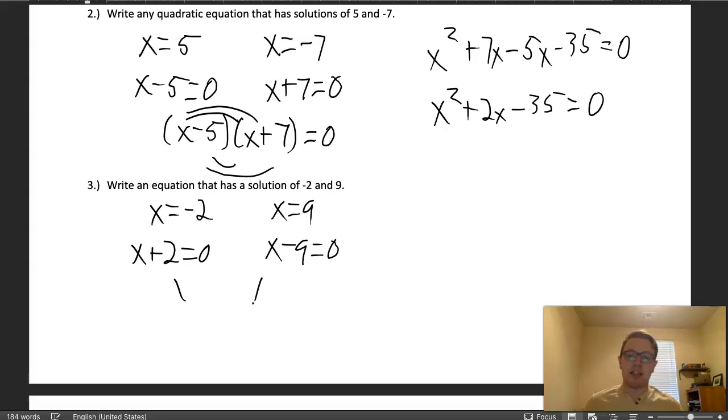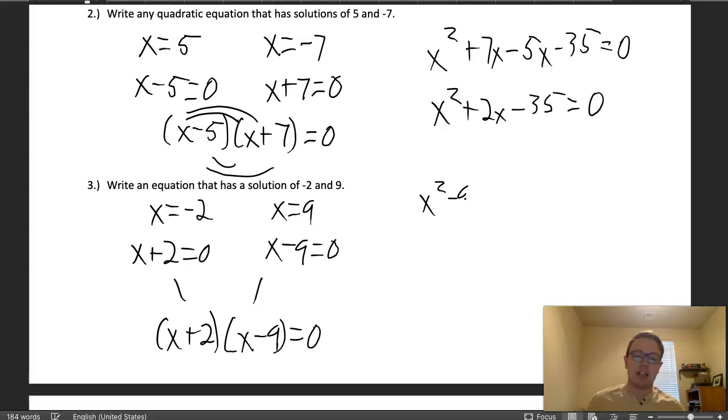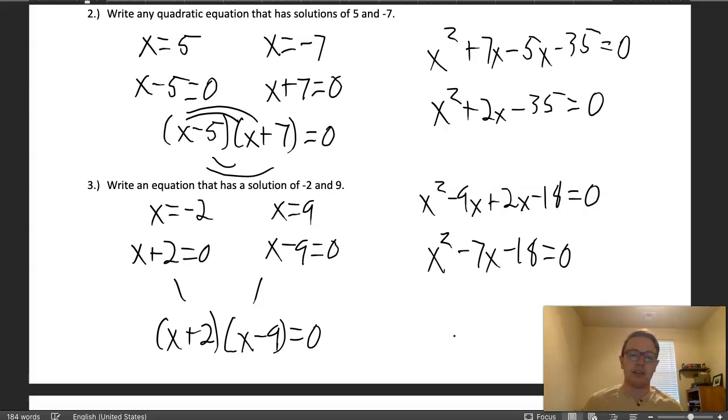Then we're going to combine these two into one equation. So x plus 2 times x minus 9 is equal to 0. We know that this will have a solution of minus 2 and 9 because of the factors we started with. Now we're going to FOIL those out. We'll get x squared minus 9x plus 2x minus 18 is equal to 0. Or our answer is x squared minus 7x minus 18 is equal to 0.